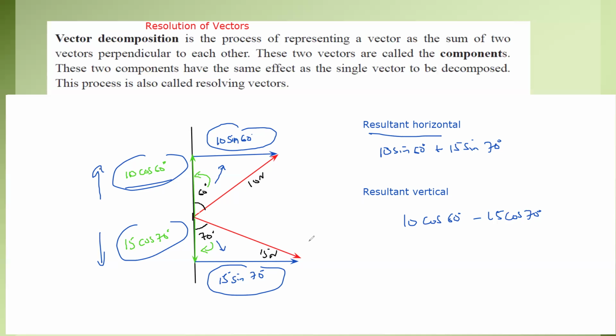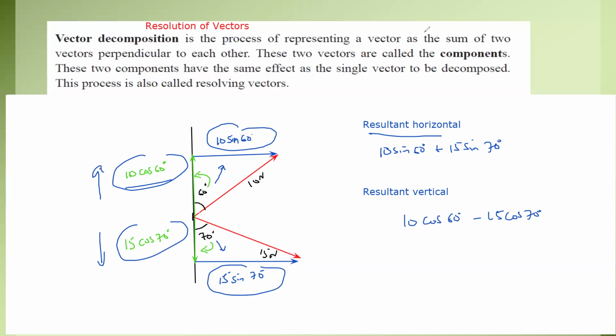The blue line is actually the horizontal here. You can draw blue as a vertical, then the opposite one will be there. Because what we did, it's not about the color of the vector. The main idea is how we resolve them.